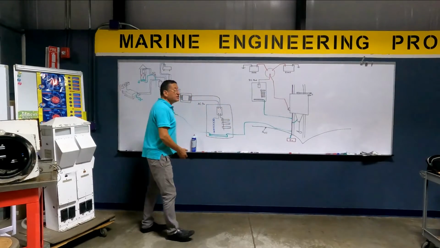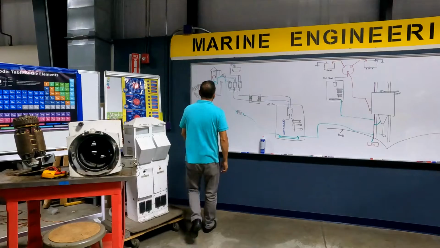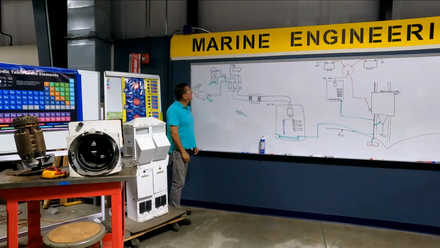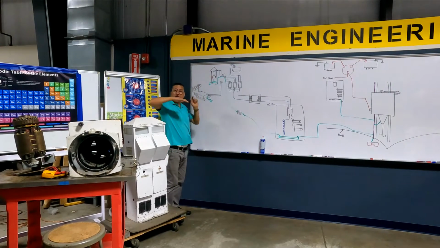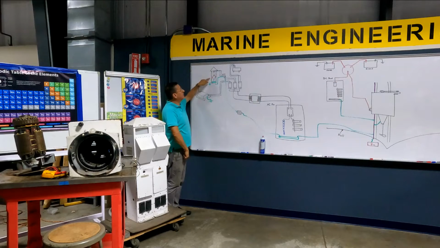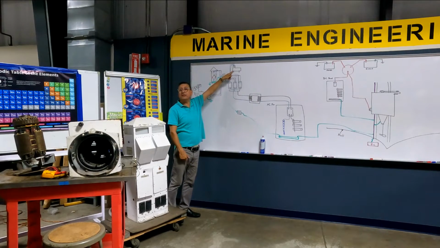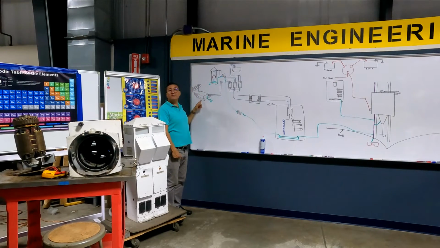And now on the AC side, I have three sources of power. One source of power is the pedestal. Another source of power is the generator, and the other one is the inverter. The inverter converts DC current into AC. That's the function of the inverter. Ready? Okay. I have three sources of power.